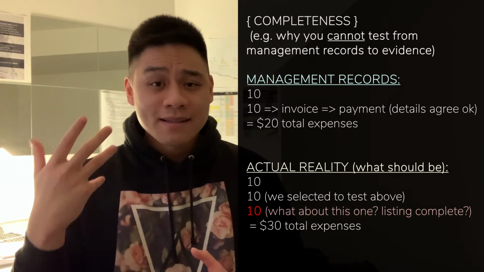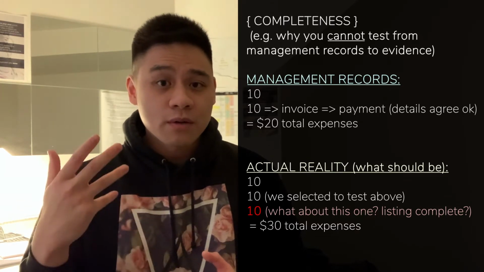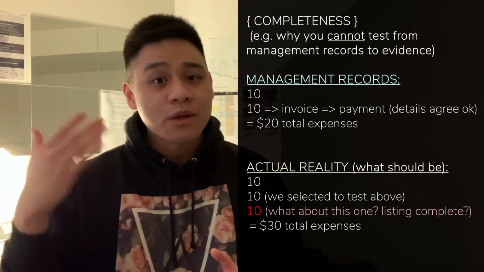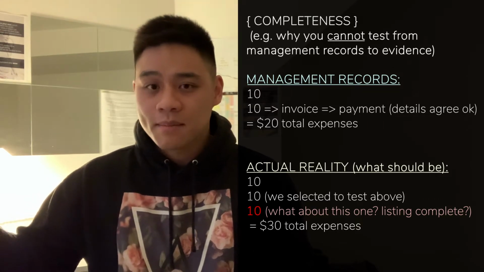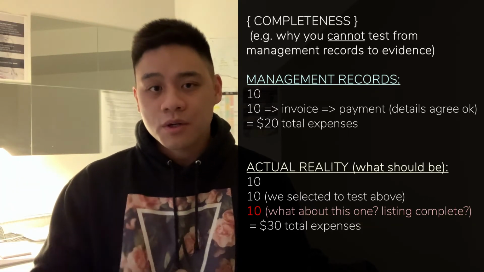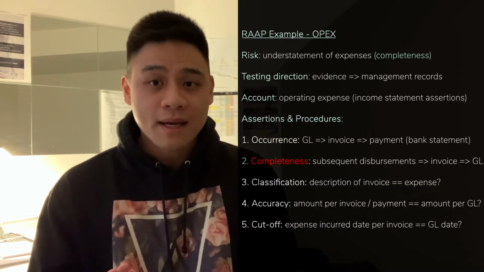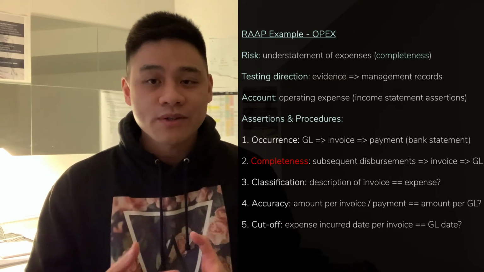If we had selected from management records that showed a total of $20, we would have never known about the third item. We have to test backwards, so from the evidence back to management records, to ensure that the records are complete. And then for account is operating expense on the income statement, assertions and procedures.